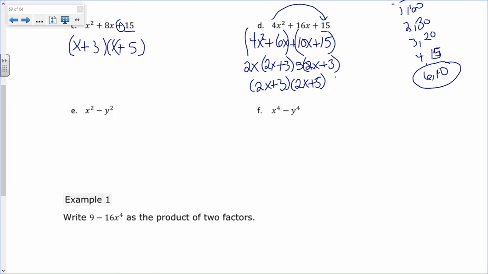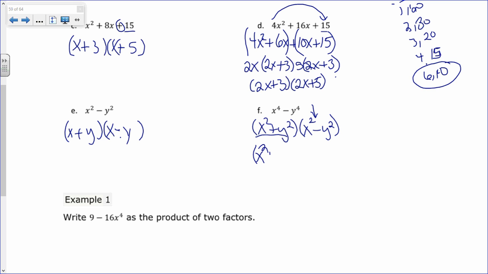For letter E, it's the difference of two perfect squares. So it's x plus y, x minus y. F is essentially the same problem, except I would have x squared plus y squared and x squared minus y squared. The difference here is this one is not factorable because it has a plus sign in it. This one right here, because it's a minus sign, I have the difference of two perfect squares again. So bring down my factor that's not factorable, and I'm left with x plus y, x minus y.